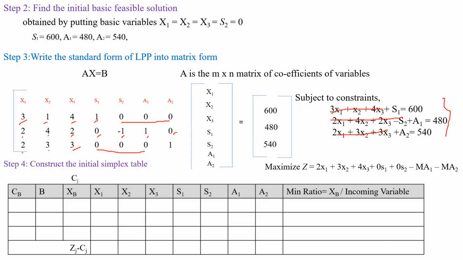And this is the initial simplex table format. Here CB is the coefficients for the basic variables and B is the initial basic variables, that is S1, A1 and A2.